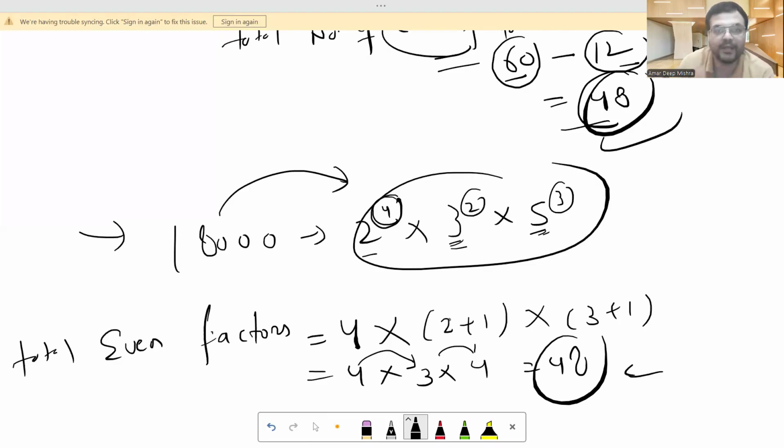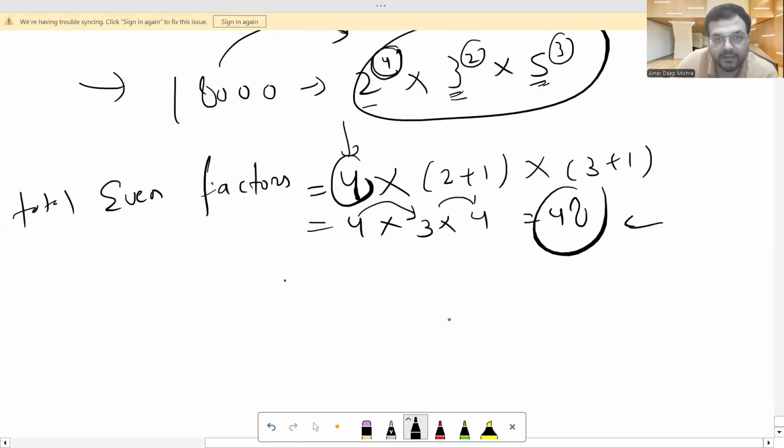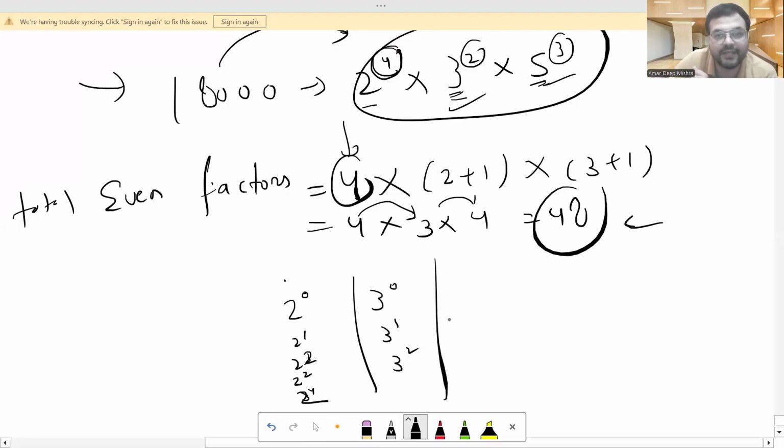Now, one point that is to be noted here, and that is you can ask, how come, why am I taking this 4 only? Why not 4 plus 1? Because see, when we were finding out the total number of factors, in that case, we were taking 2 power 0, 2 power 1, 2 power 2, 2 power 3, 2 power 4, like this. Right? For the next prime number, that is 3, 3 power 0, 3 power 1, 3 power 2. For next prime number, that is 5, 5 power 0, 5 power 1, 5 power 2, 5 power 3.